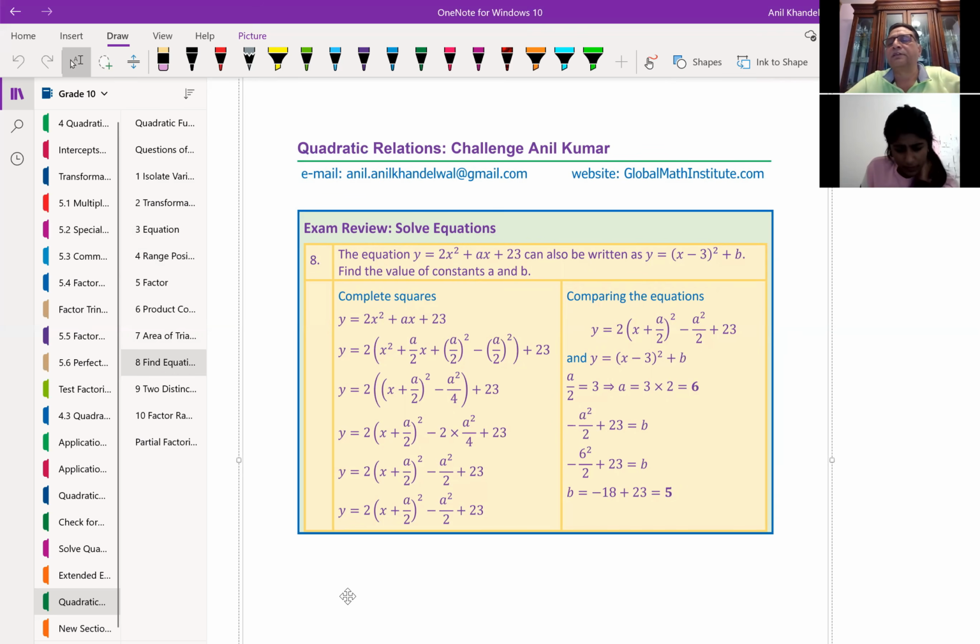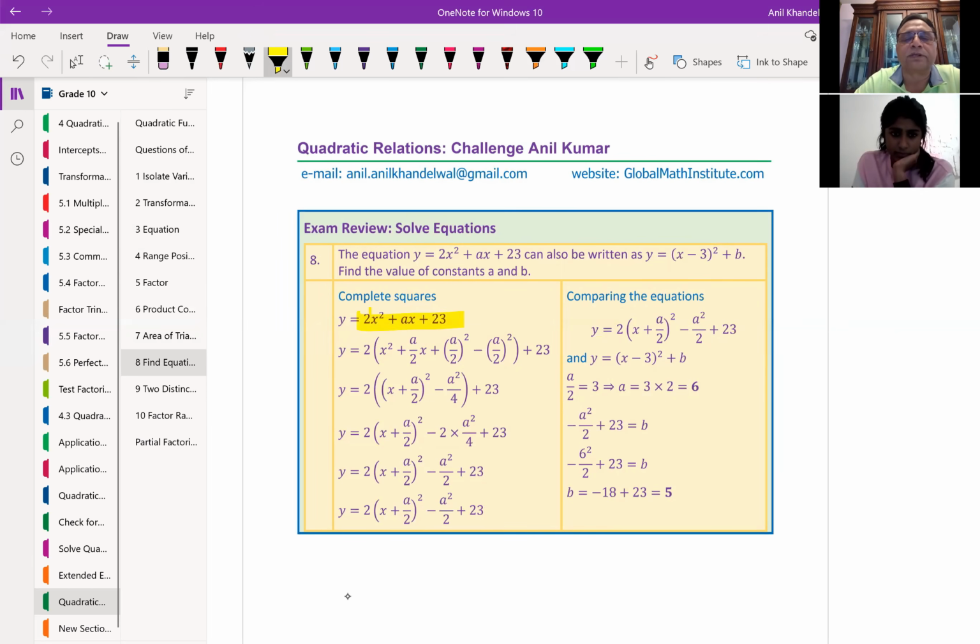It is again the completing the squares method, correct? Once you complete the squares, you can always compare the coefficients and get the answer. Correct, Amy? So you can try this on your own. Basically, you begin with y equals 2x squared plus ax plus 23. Complete the squares as we have always been doing. Once you have this vertex form, you know both a and b, right?